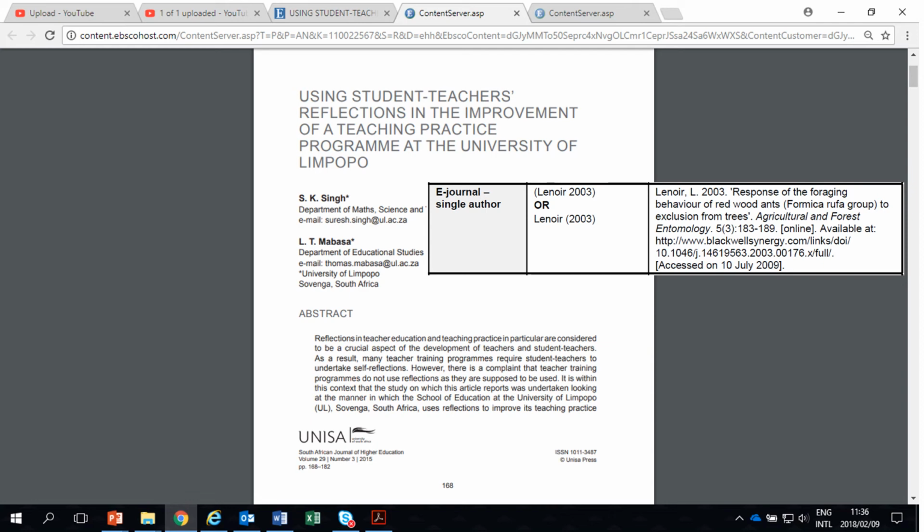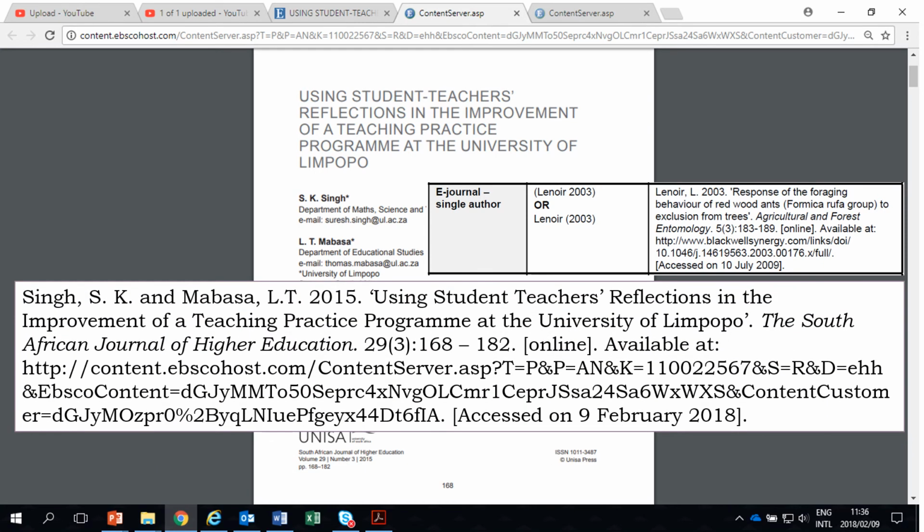How did you manage that? Here is the full reference. Let's go through where to find the information. There are two authors, Singh, S.K. and Mabasa, L.T. Next, we need the year, which is 2015.